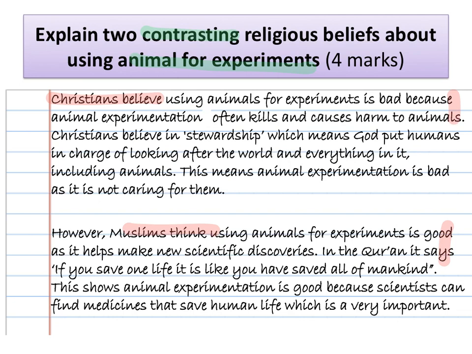Then we can see that really clear reference to religious teaching in each paragraph. In the first one, we've just got a reference to a particular idea. In the second one, we've got a specific quotation. The final thing that you need to do is make sure that you're saying what it means and linking the idea back to animal experimentation each time. If you're not making it clear how this idea links to animal experimentation, then you're running the risk of not getting the marks because your point isn't clear enough.